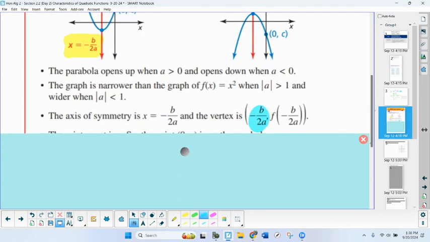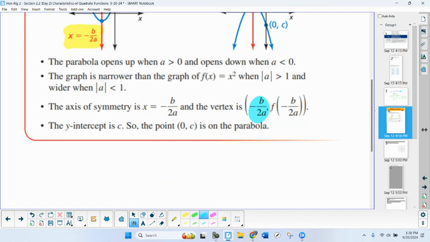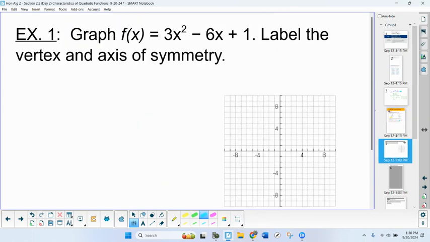So that's everything in a nutshell that you guys learned from Algebra 1, in a quick review. Let's take a look at a problem from this. Graph this function, 3x squared minus 6x plus 1. Notice it's in standard form now. We can't tell which way it's shifted. Label the vertex and the axis of symmetry.